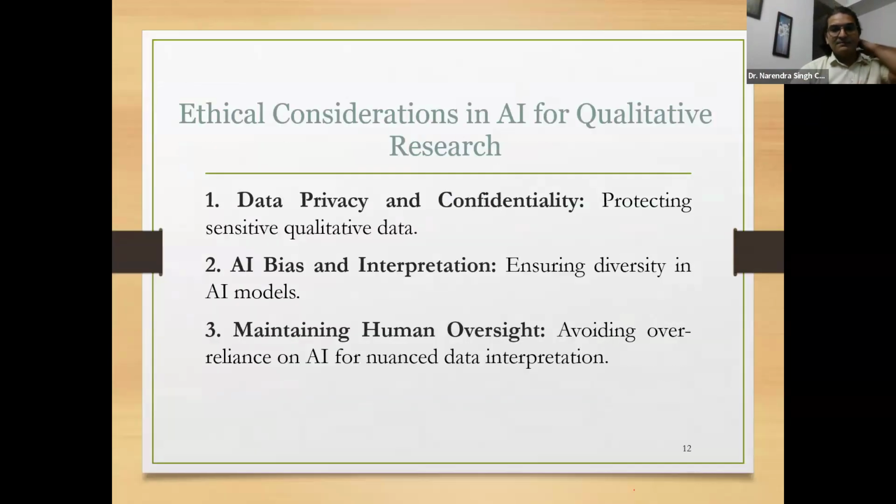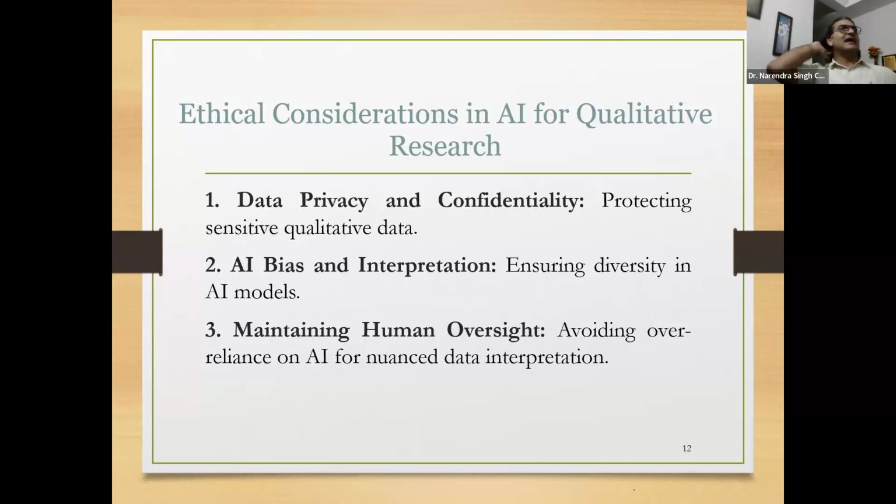But there are certain ethical considerations that are most important. Data privacy and confidentiality. You have to protect sensitive data, especially because qualitative data is very, very sensitive, because you cannot disclose the identity of the participant. And then ensuring diversity in AI models, and then maintaining human oversight. See, AI is your assistant, AI is not your replacement. You have to understand that.